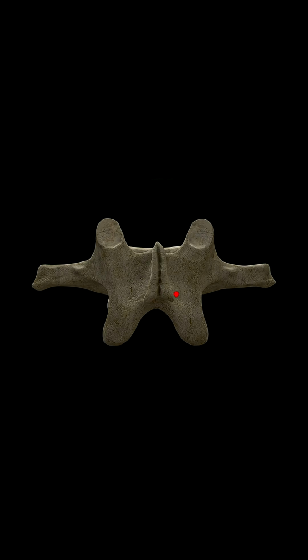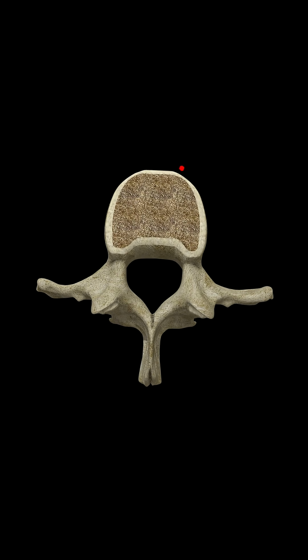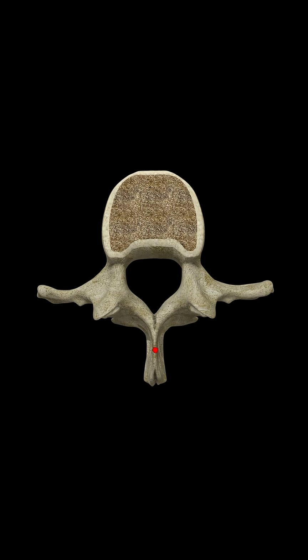A short video to demonstrate the important parts of the lumbar spine. First, here's the body, here's the transverse process, here's the spinous process. And the bit of bone that connects the body with the transverse process is the pedicle. I always think of the P in pedicle as an upside down B that's associated with the B in body.